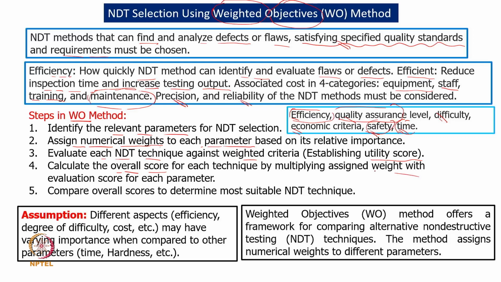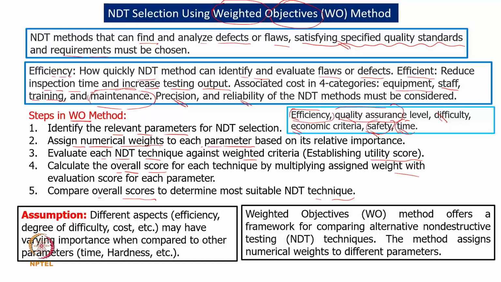Based on that, we will be finding the overall score, and then selecting a suitable non-destructive testing method. As I mentioned, this method can be utilized for a number of other purposes, such as coating selection, destructive testing selection, or surface engineering approach selection. But if this weighted objective method is clear to you, it can be utilized for any of them.